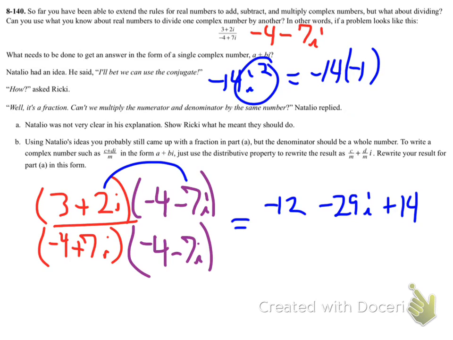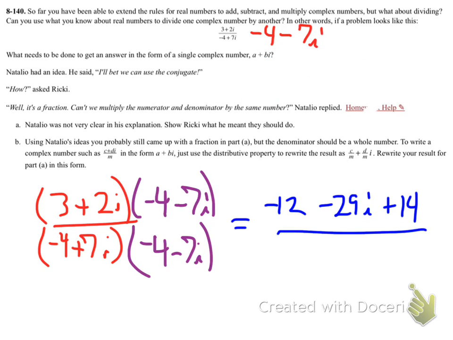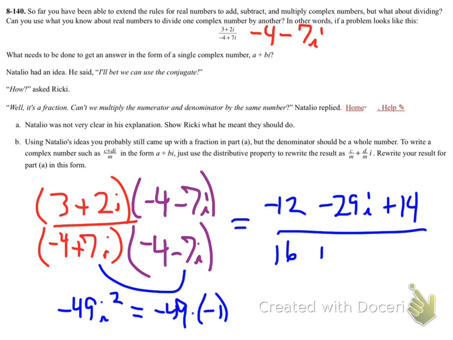All right, then what I'm going to do is taking a look at the denominator. I'm going to do the same thing. So now I'm going to have negative 4 times negative 4 is positive 16. I get a negative 4 times a negative 7i and a negative 4 times a positive 7i. Those end up equaling 0, so they cancel out. And then when I multiply 7i times negative 7i, I get a negative 49i squared, which, just like before, is a negative 49 times a negative 1, which is 49.